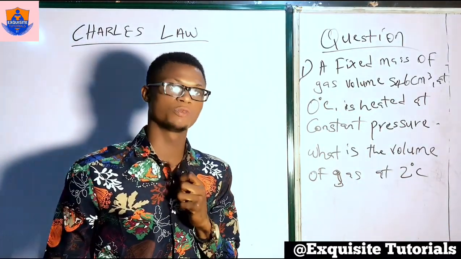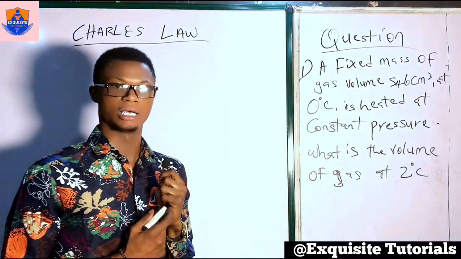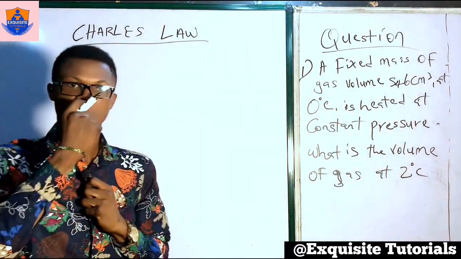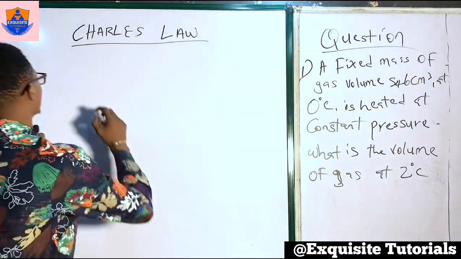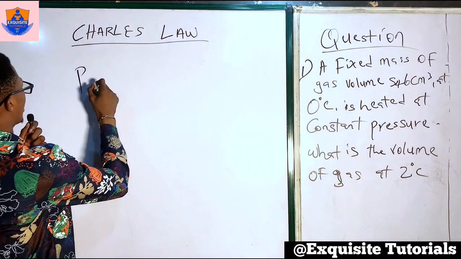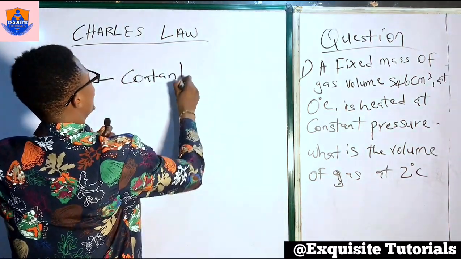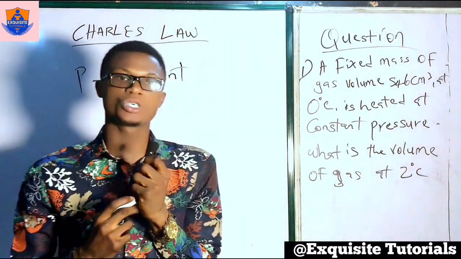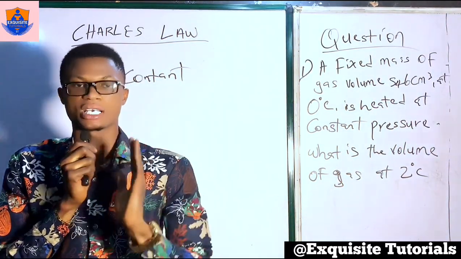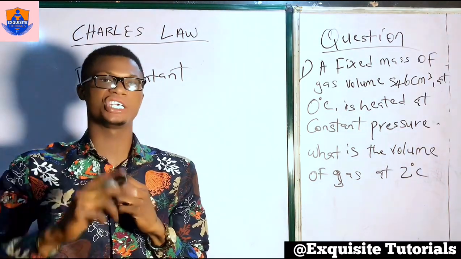Okay, now let's move straight to Charles' law. We treated Boyle's law earlier. Now let's do Charles' law. Remember, Boyle's law talked about constant temperature. Charles' law states that at constant pressure, when pressure is constant, which means we are using a particular pressure. If we are using 760 millimeter mercury, it should be constant. It should not change. It should not fluctuate.